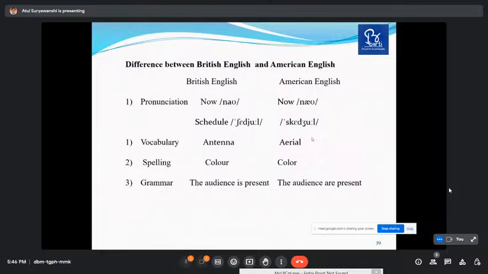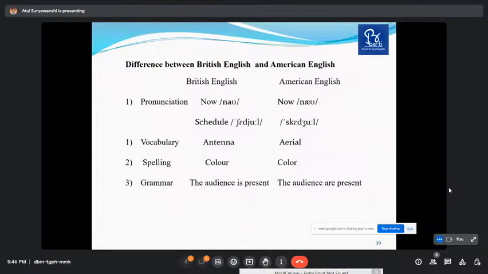COLOR abbreviated spelling has been used for writing in America. So certain spelling differences are also there. We have to note this down. The third difference is the difference of grammar. Grammar is also different. In British English, it is said the audience is present. And in American English, it is said the audience are present.